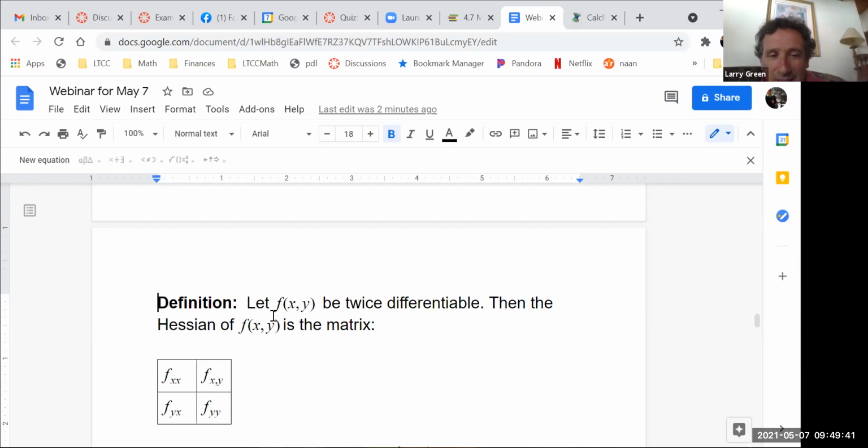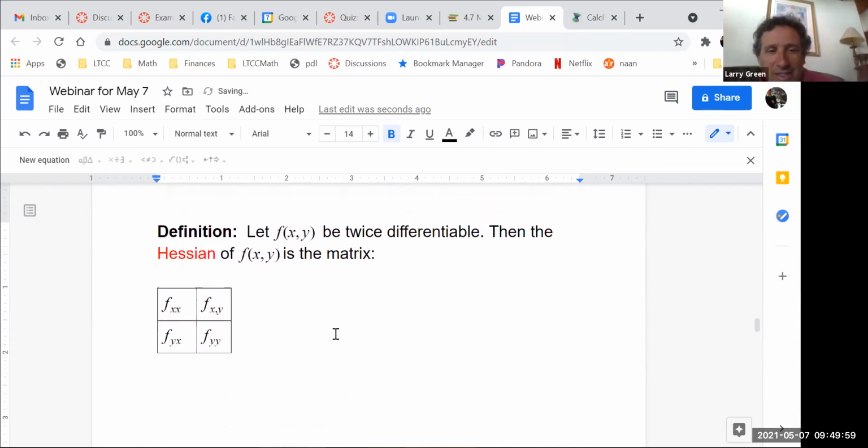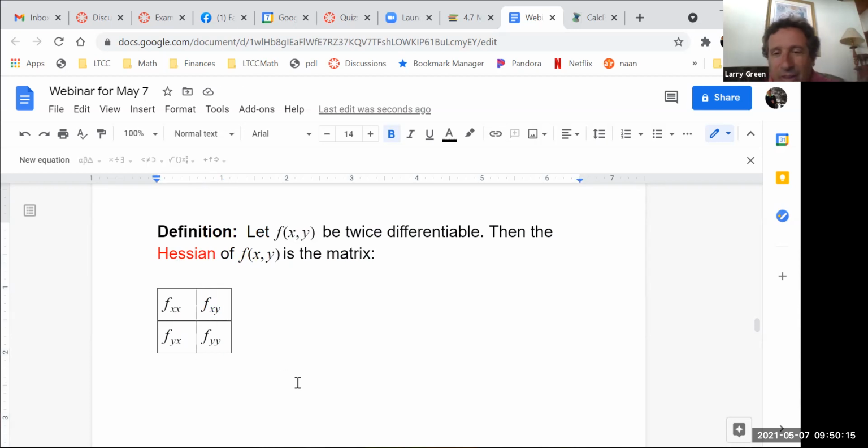And here's the definition. Let f of xy be twice differentiable. Then the Hessian, let me make that in red, of f of xy is the matrix. And unfortunately with Google, you can't really make matrices nice, so I made it a table. fxx, fxy, fyx, fyy. And that's a matrix, and that is often considered the second derivative. But just like before, for the first derivative we had to make it a vector, now we make it a matrix. Any questions on the Hessian?